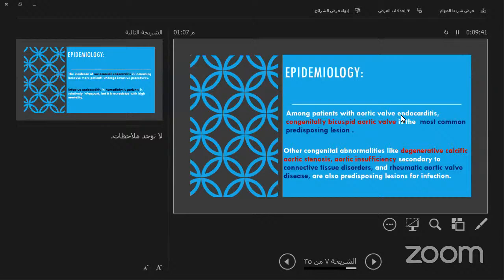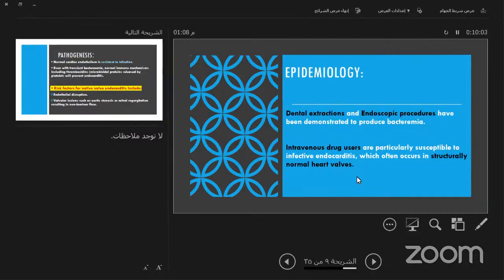Among patients with aortic valve endocarditis, a congenitally bicuspid aortic valve is the most common predisposing lesion. Other lesions like degenerative calcific aortic stenosis, aortic insufficiency secondary to connective tissue disorder, and rheumatic aortic valve disease are also predisposing lesions for this infection. Dental extraction and endoscopic procedures are demonstrated to produce bacteremia. Intravenous drug users are particularly susceptible to infective endocarditis, which often occurs in structurally normal heart valves.